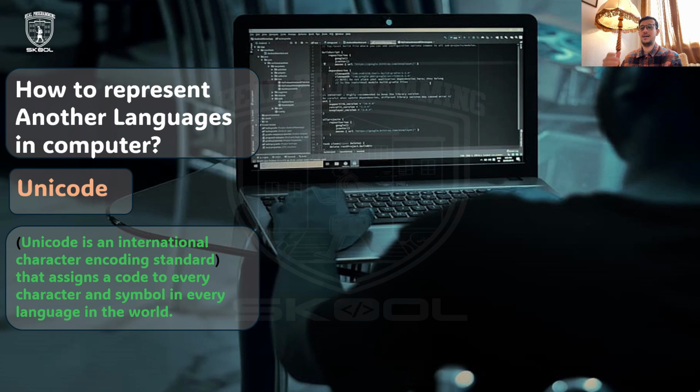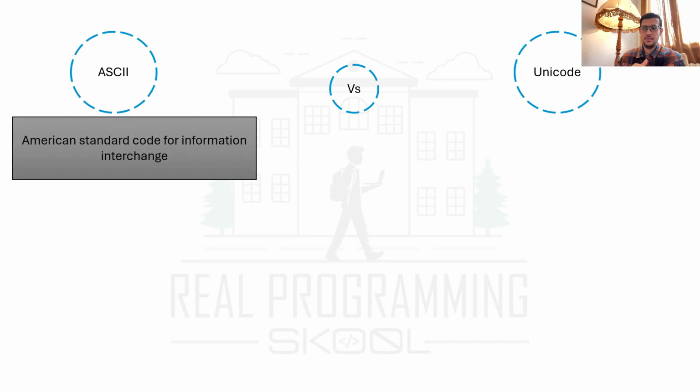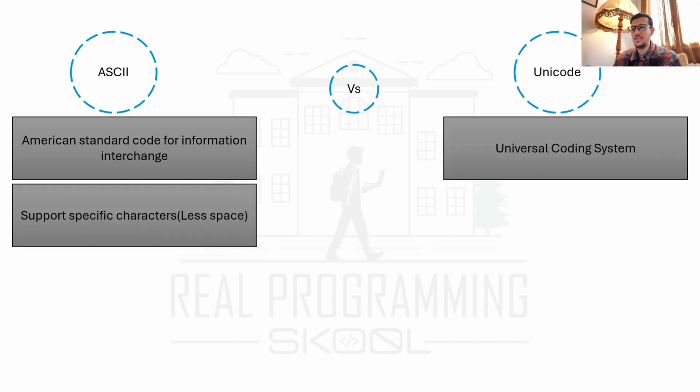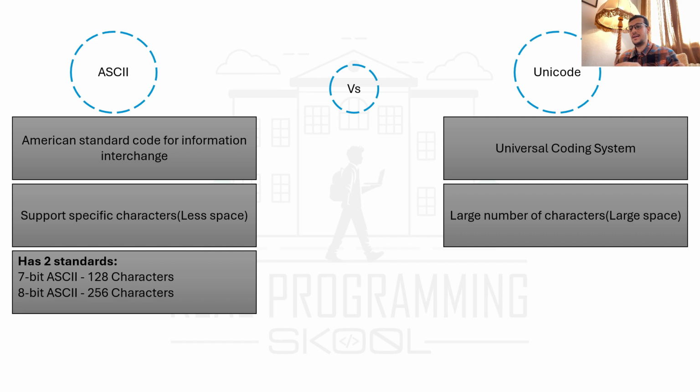So let us have a very fast comparison between the ASCII table and Unicode. The ASCII table stands for American Standard Code for Information Interchange, as we said, and Unicode is a Universal Coding System. ASCII has a small set of specific characters, less space, and Unicode has a large number of characters, large space. ASCII code has two standards, 7-bit and 8-bit. 7-bit has 128 characters, and 8-bit has 256 characters. So it's small, it just has two standards.